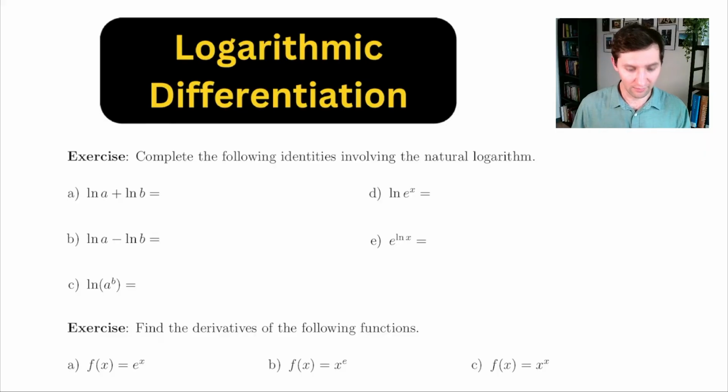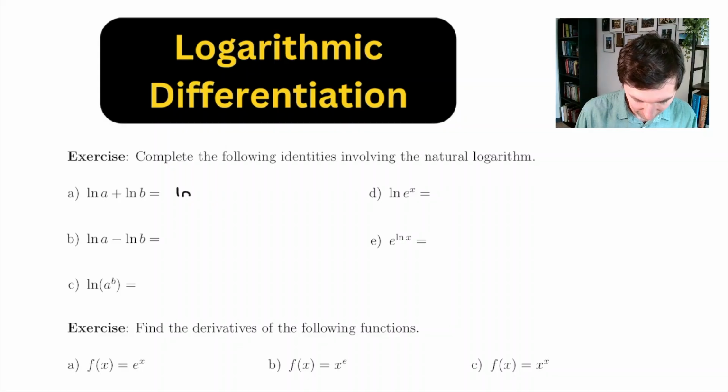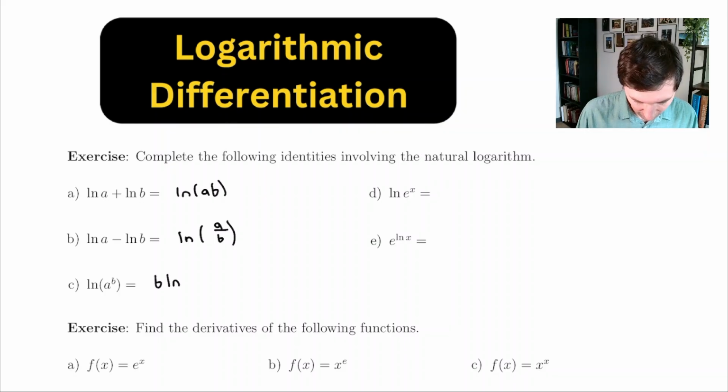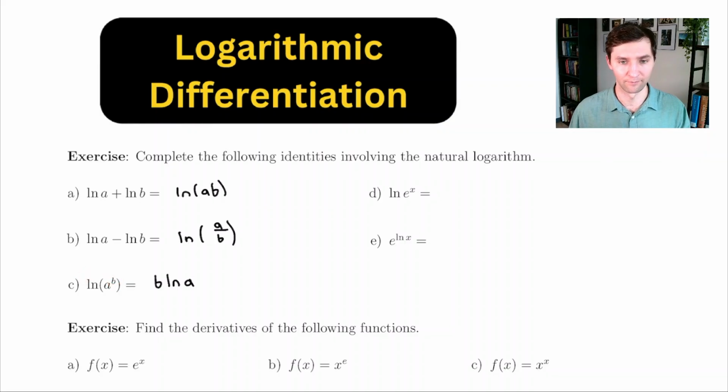I believe that ln of a plus ln of b is equal to ln of a times b. ln of a minus ln of b is equal to ln of a divided by b. ln of a to the power of b is the same thing as b ln of a. Most people remember this rule by thinking you take the b and move it down in front of ln.